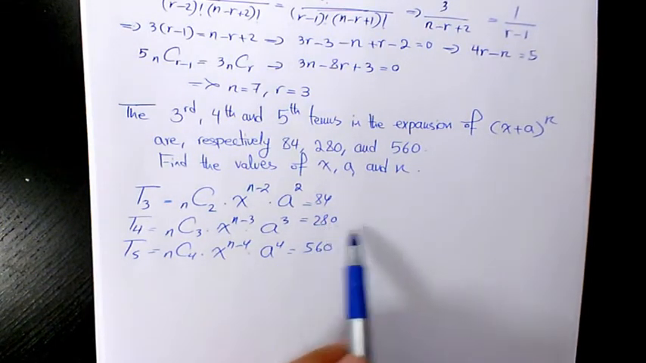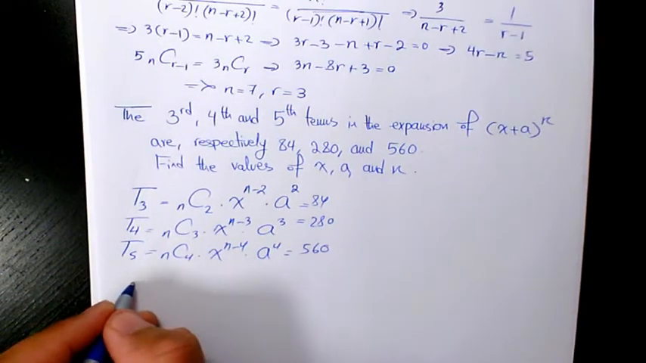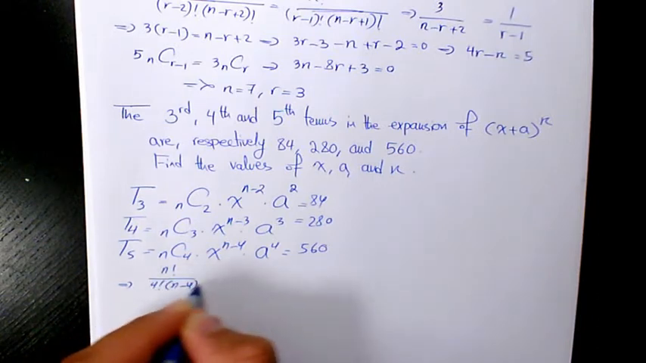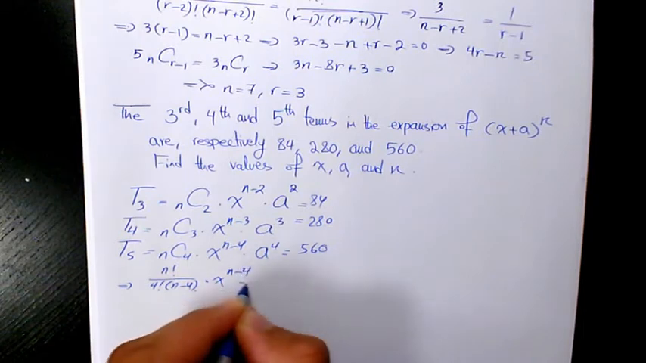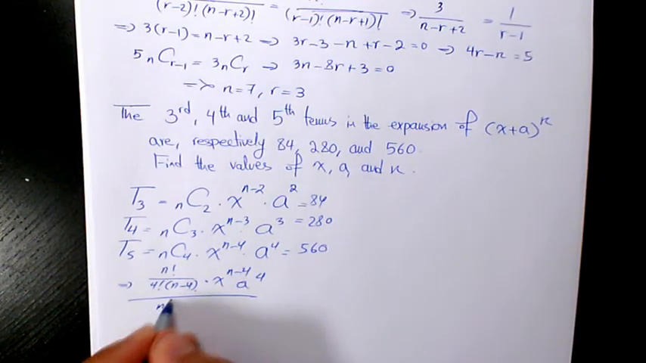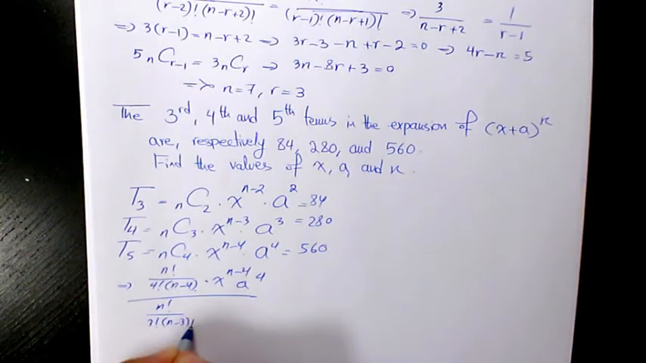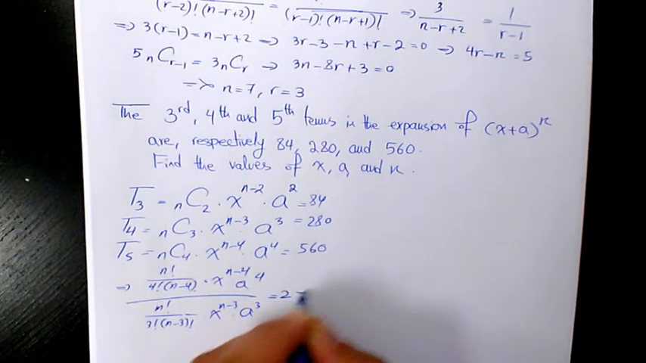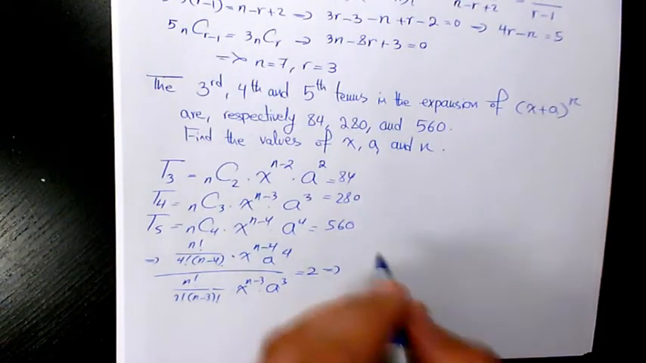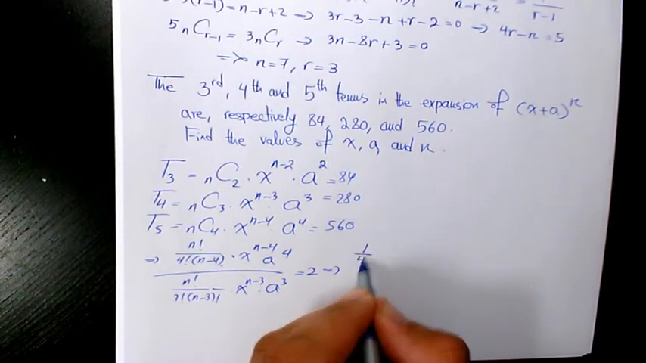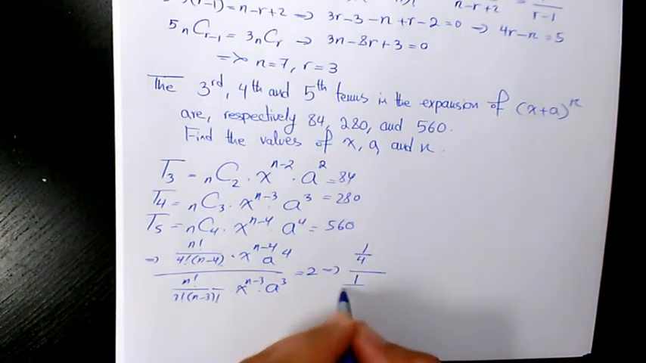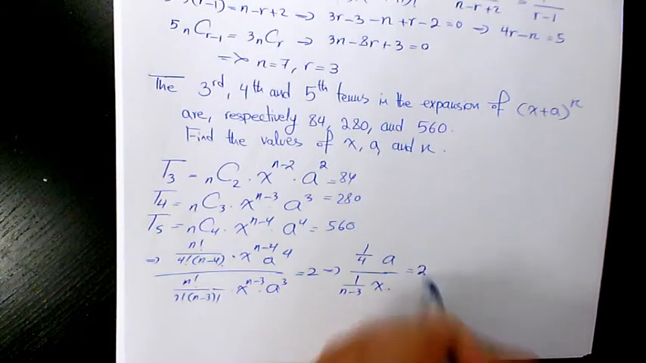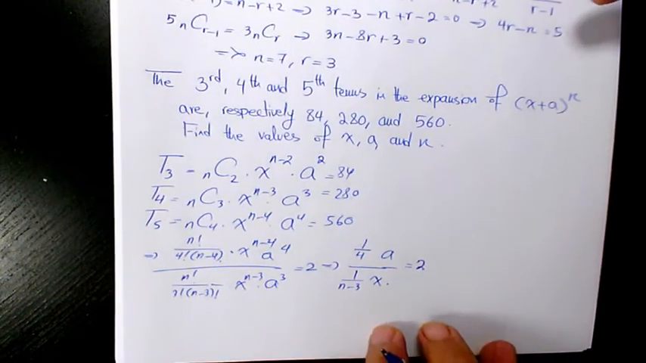560 divided by 280 is going to be 2, so I can say that n factorial over 4 factorial n minus 4 factorial times x to the power of n minus 4 times a to the power of 4 divided by n factorial over 3 factorial n minus 3 factorial x to the power of n minus 3 times a to the power of 3 is going to be 2. So when you cancel that, that's going to be 1 over 4, 1 over n minus 3, x a equals 2.